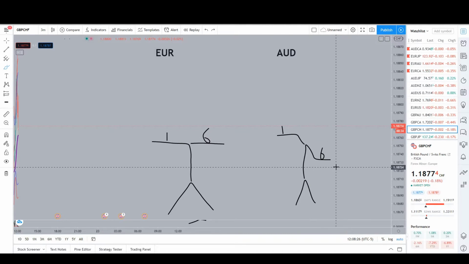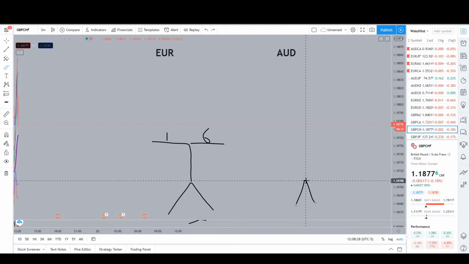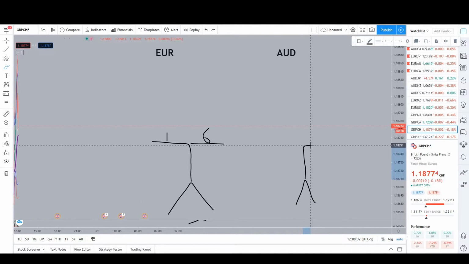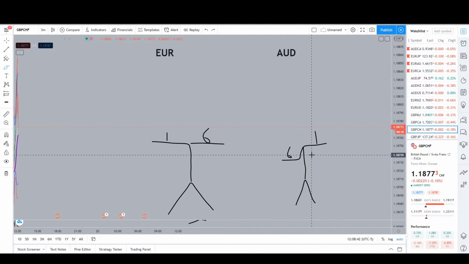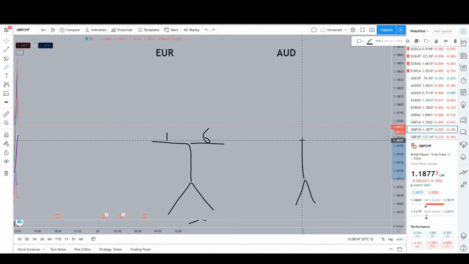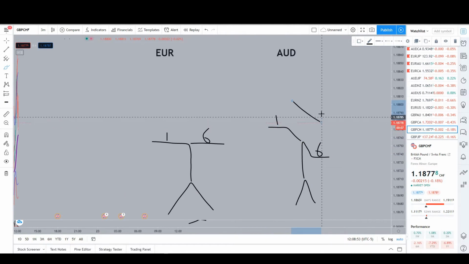Now let's say it was reversed and AUD had 1 pound and Euro had 6 pounds. It would look something like this, right? So Euro would have 6 pounds, and AUD had one, and would be pointing in an upward direction. But that's not what it's like. It is pointing as such here, 6 pounds here, and Euro being one. So we're going in a downward direction, okay?